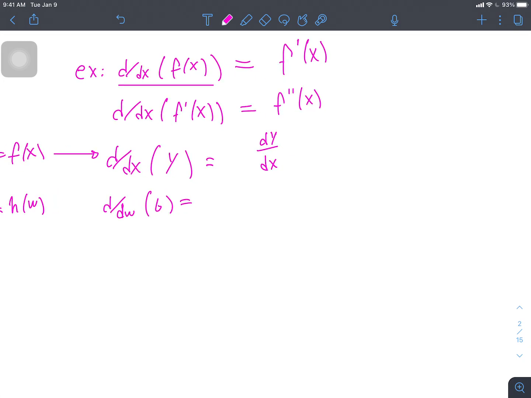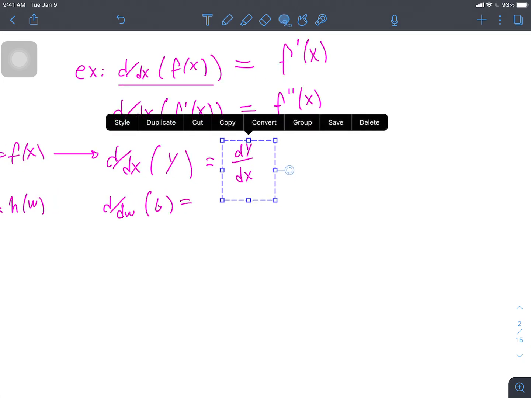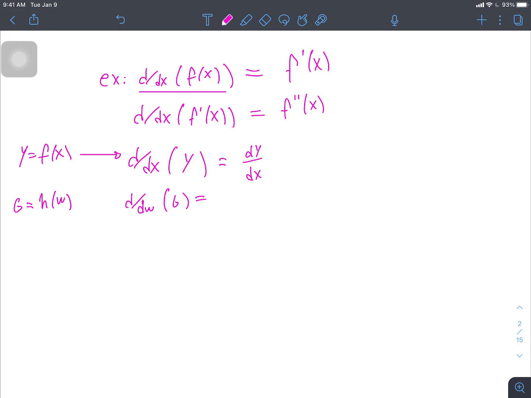So this was the Leibniz way of writing it down. Since y equals f of x, I could exchange y for f of x in here, and then I would just get f prime of x. So I just want to remind everyone, when I write dy/dx, it's the same thing as f prime of x, as long as y is equal to f of x. It's just a different notation.